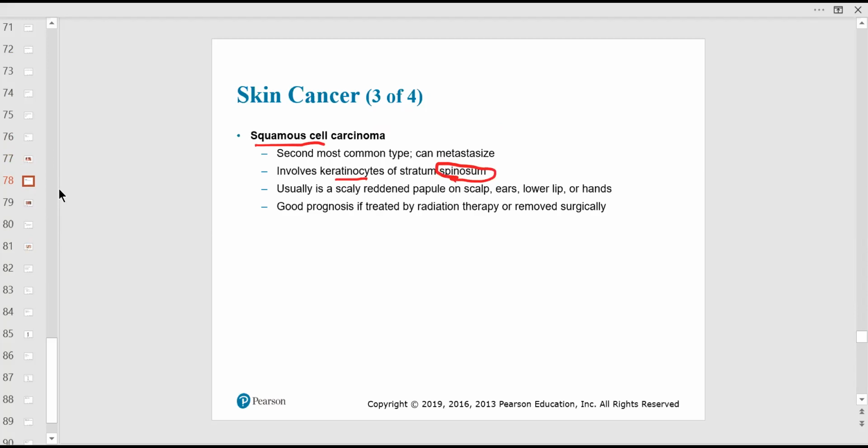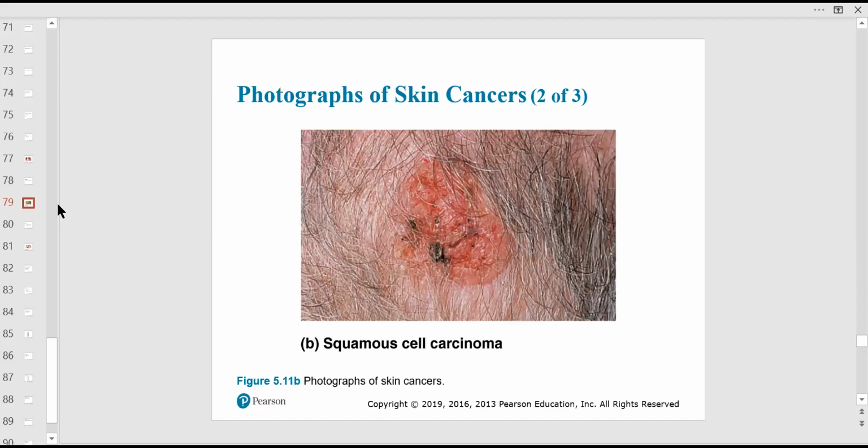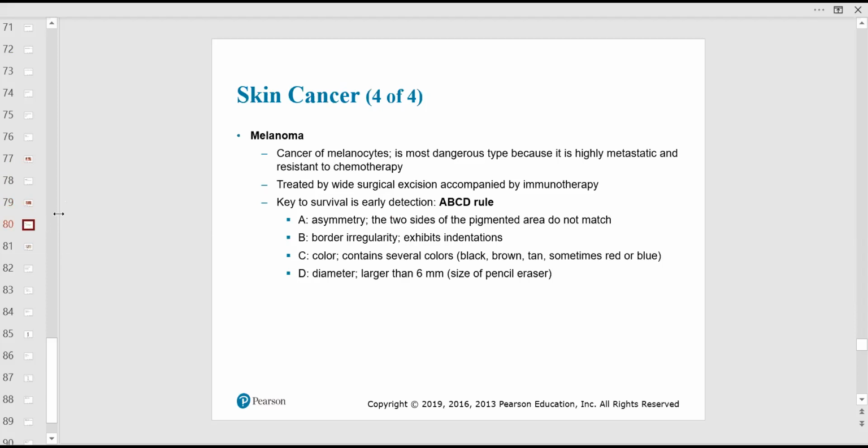So just know the cancers and know these pictures. That's squamous cell. So this is a little bit different. It's a little bit irregular. It's got different colors. It's not homogeneous. That's squamous cell. Melanoma is the worst.